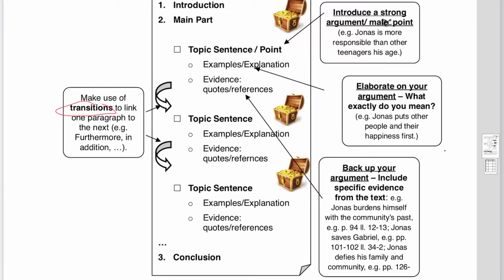You make a different point as a next step, and you again explain it, and you give evidence, and then you make a transition, and then you make another point, explain it, and give evidence. And in the end, of course, you write a conclusion. For example, this shows all in all that Jonas is this and that kind of person. And then you have written a perfect characterization.